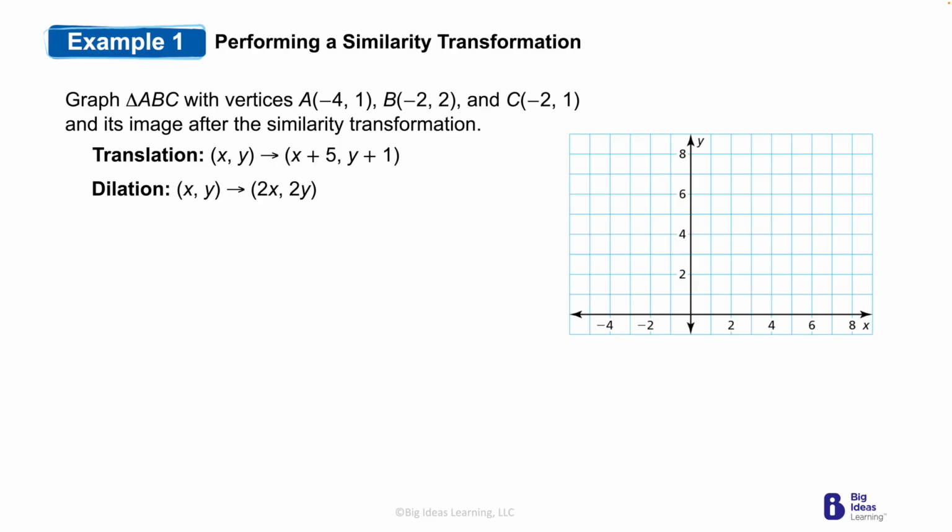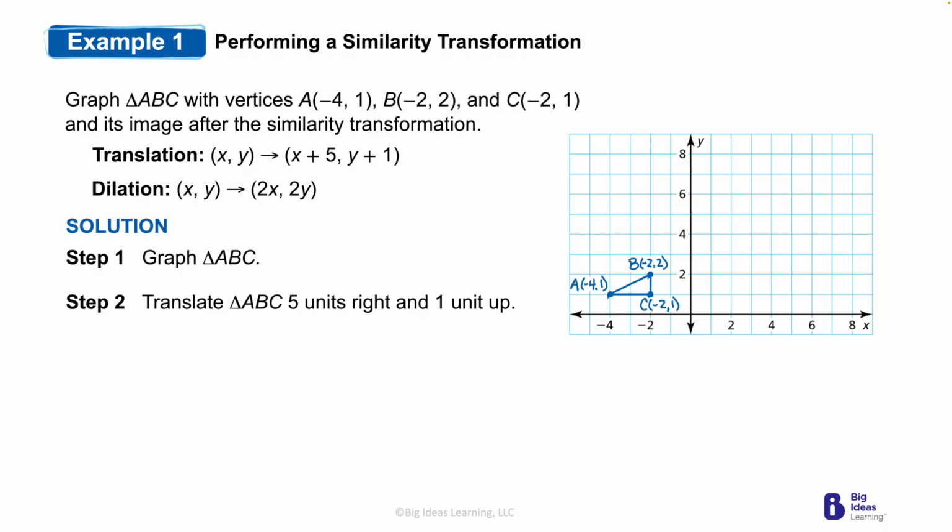So it's proportional. So here we're going to graph triangle ABC. It has its vertices, and we're going to apply this transformation here. A translation of x plus 5, y plus 1, and then a dilation of 2x, 2y. So first things first is graph the triangle, connect the dots, boom. And now we're going to translate it. So x plus 5, y plus 1 is 5 units right and 1 unit up.